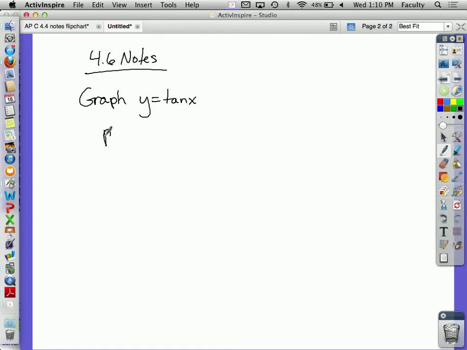So the period length for tangent is pi. We learned that last year. There's no amplitude. Yesterday when we were graphing sine and cosine, we said that amplitude was the absolute value of A, but then we wrote out a definition. Can somebody restate amplitude in their own words? Like, what did it actually mean?